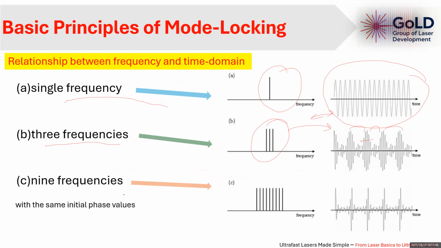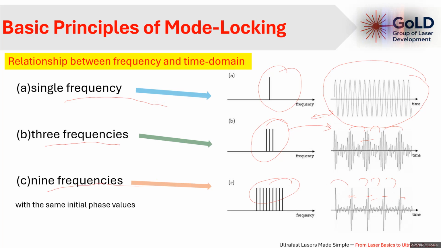And if you increase to 9 frequencies or 9 modes here, then you can see this in the temporal domain, and the pulses are squeezed. The electric field you can see here. So it means the pulses are very much squeezed. So more modes, shorter pulse.